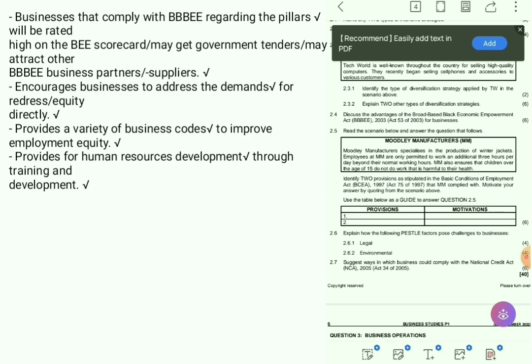Businesses that comply with triple BEE regarding their pillars will be rated high on the BEE scorecard and may get government tenders. It encourages businesses to address the demands for redress and equity directly. Provides a variety of business codes to improve employment equity. Provides for human resources development through training and development. Promotes enterprise development by developing entrepreneurial skills of designated people to start their own businesses. So that's it. Read the scenario below and answer the questions that follow.